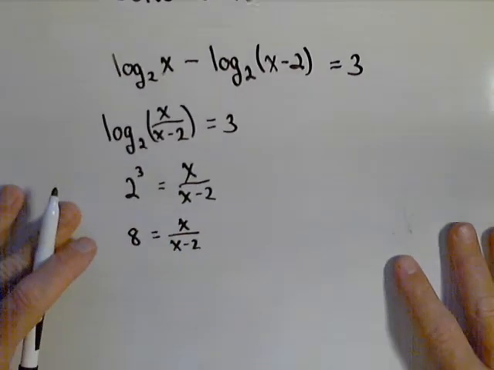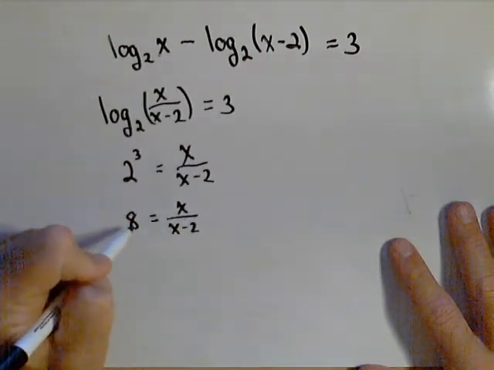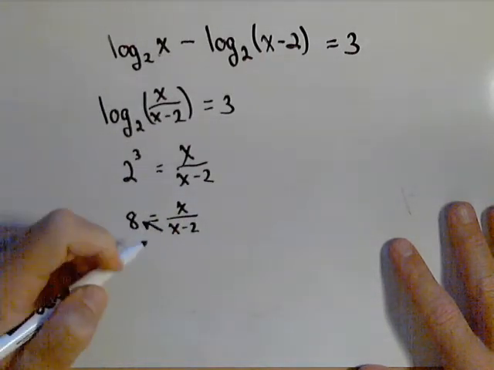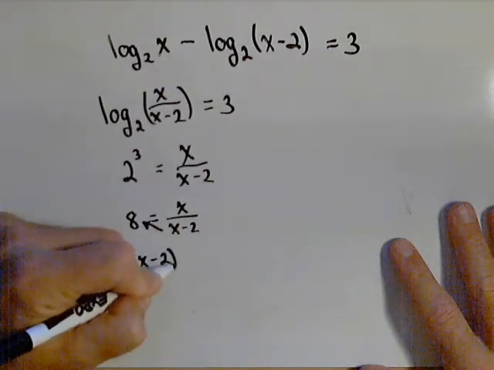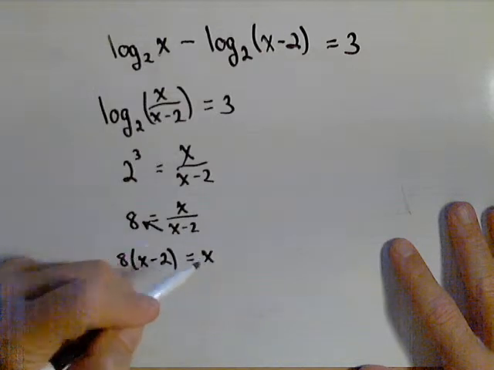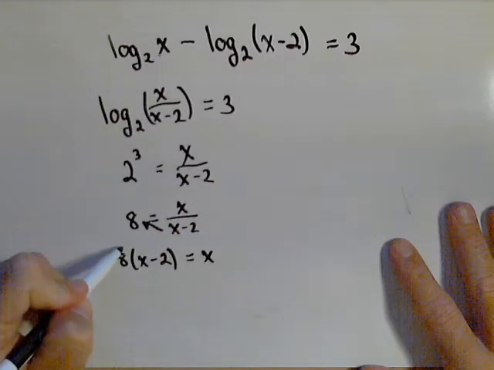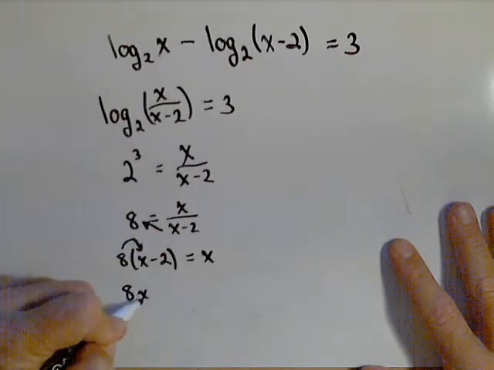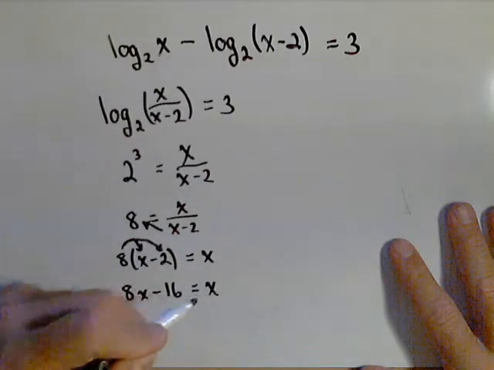Now the best way to solve this is going to be to get rid of that denominator. So basically we're going to cross multiply the x minus 2, or in other words multiply both sides by x minus 2. So we have 8 times the quantity x minus 2 equals x. So we have two x's in there and we need to solve for it, and we're going to do this all algebraically. So we're going to distribute the 8. So we have 8x minus 16 equals x.